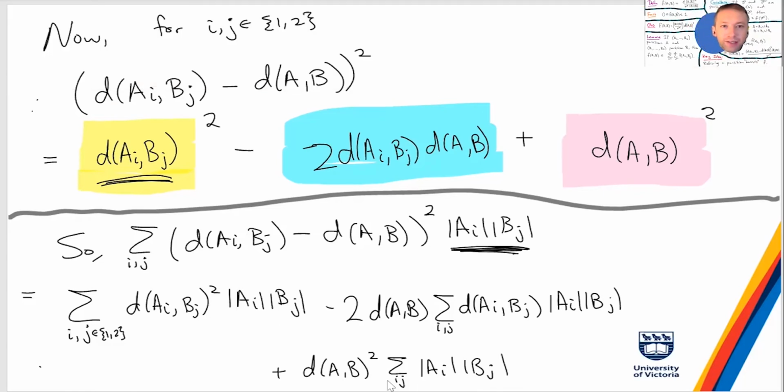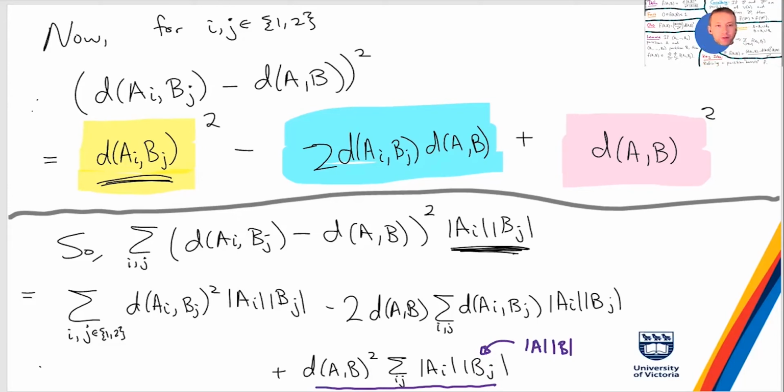So the last term is the easiest one to understand. This is just A1 times B1, A1 times B2, A2 times B1, A2 times B2, which is just A times B. And of course, you've still got the density squared.